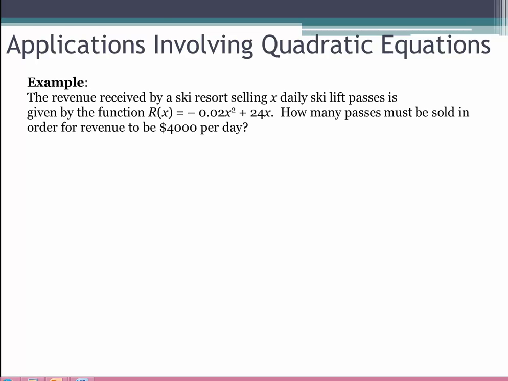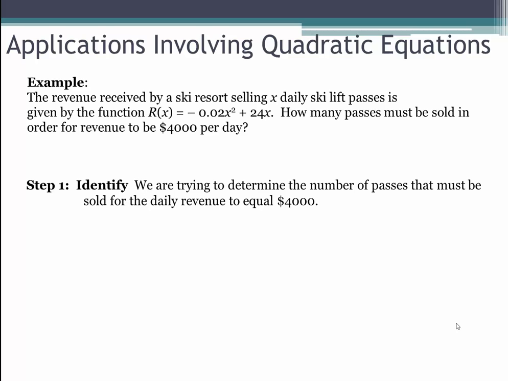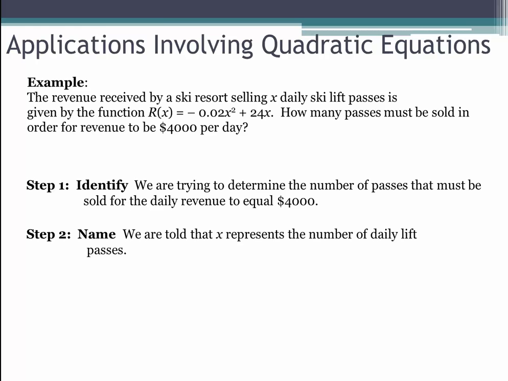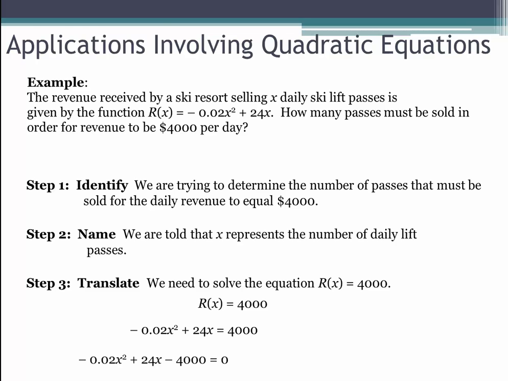So to start off, we're simply replacing the revenue with what we would like our revenue to be, which is $4,000 per day. Now, we're told that x represents the number of daily lift passes. So we need to solve for R of x equals 4,000. Getting that 4,000 over to the other side by subtracting 4,000.